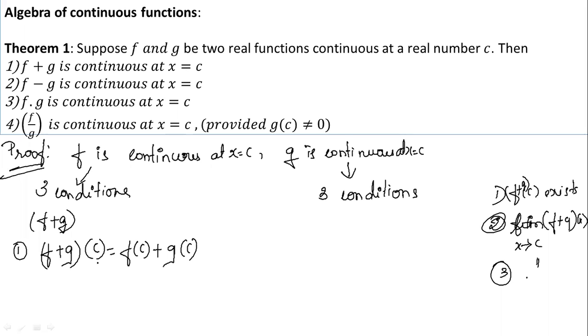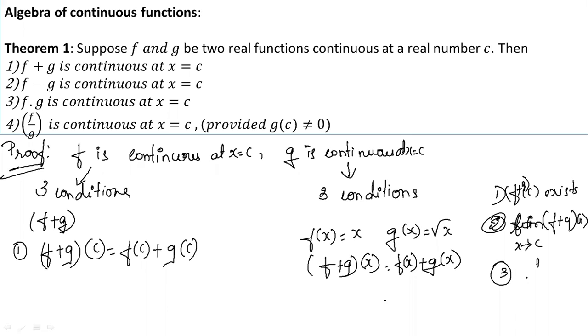Why? Because we have studied this in functions in first PUC. Suppose you have f of x is equal to x and g of x is equal to root x, we asked you to find f plus g of x. Do you remember this algebra of functions? What we used to do there was split it up, that is f of x plus g of x, which is x plus root x. We had studied this, right? The same property we have applied here. So f plus g of c is nothing but f of c plus g of c.